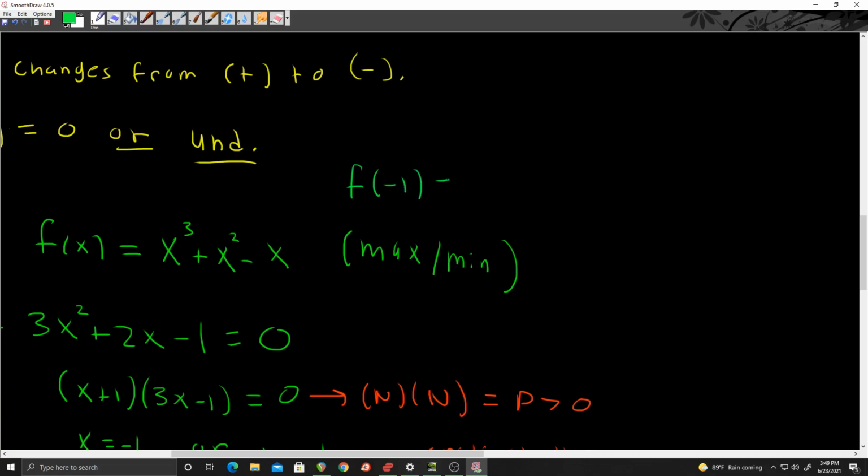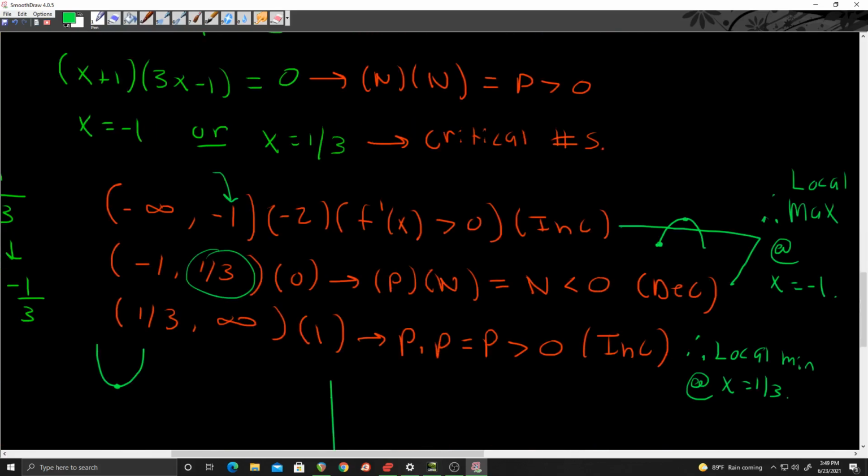f of -1. Well, I'm plugging it in here. -1 cubed is -1. -1 squared is 1. And then minus -1 is +1. And that's just going to be 1. So in other words, -1, comma 1. That's the first point of extrema there. That's going to be our maximum, actually.